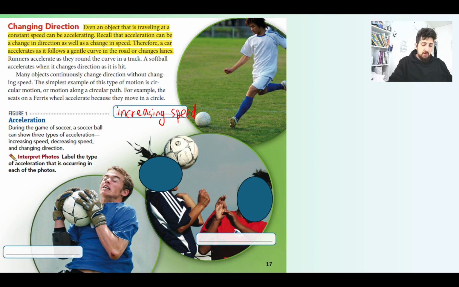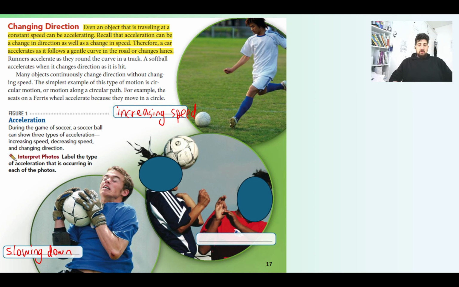So the ball was coming towards the goalkeeper and he caught it, and so therefore it went from about 20 meters per second down to 0. So did the speed change? Yes, it is slowing down. So it's accelerating, but it's slowing down.